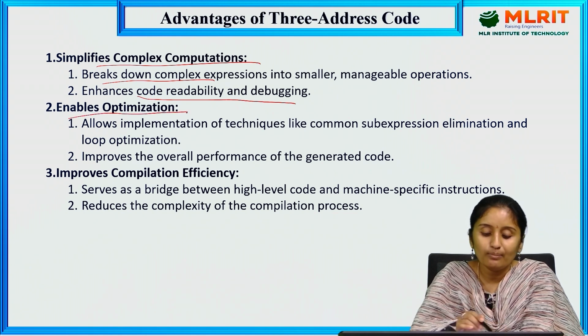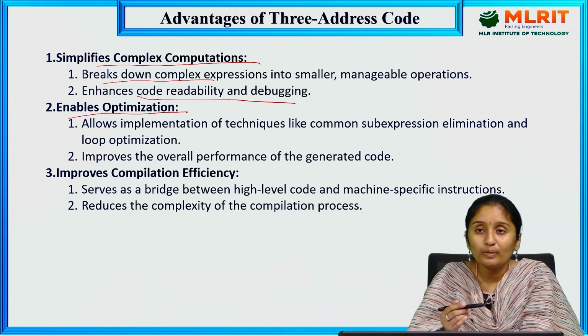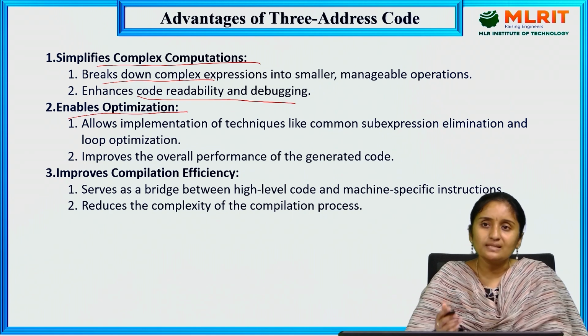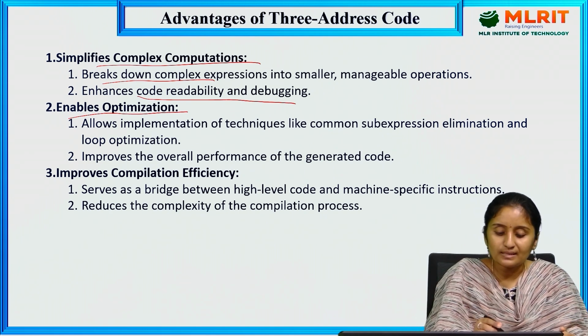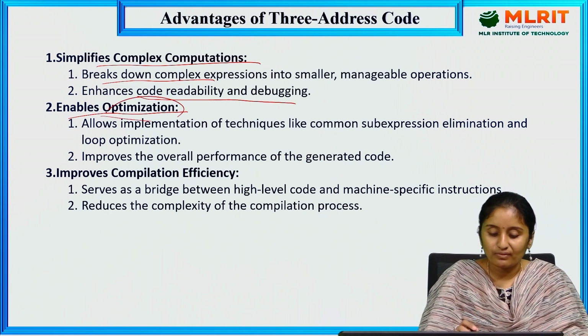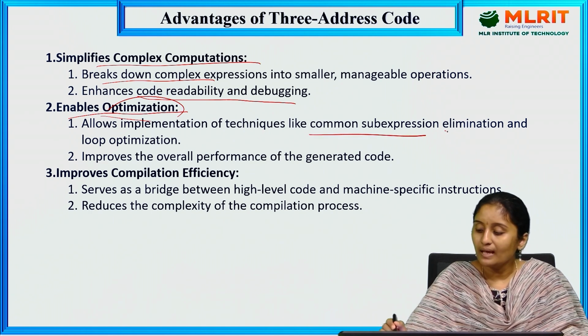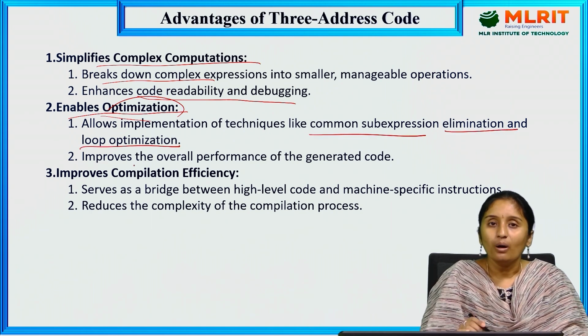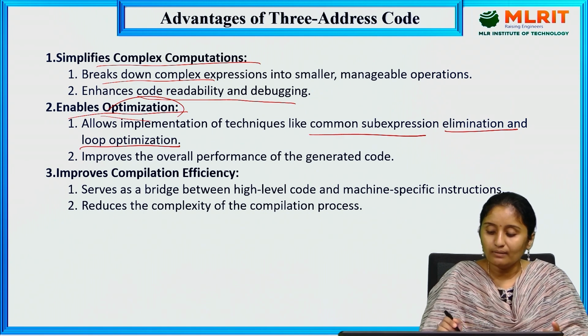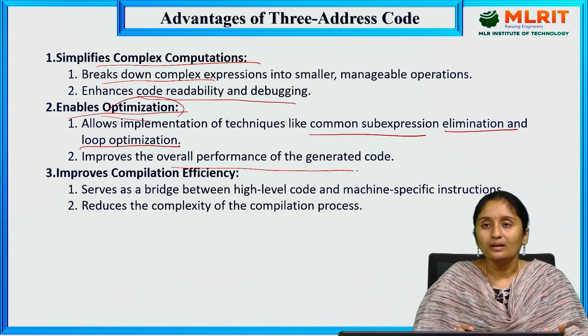The next one is that it enables optimization. We may have multiple duplicate variables or temporary variables, and we can also optimize the generated 3 address code. For the given expression, we generate the 3 address code, and still we can optimize it. If the same expression or same operation is done twice, we can optimize that. So that is nothing but the optimization phase. It allows implementing common subexpression elimination and loop optimizations. All these can be optimized here. By doing that, it improves the performance of the generated code.